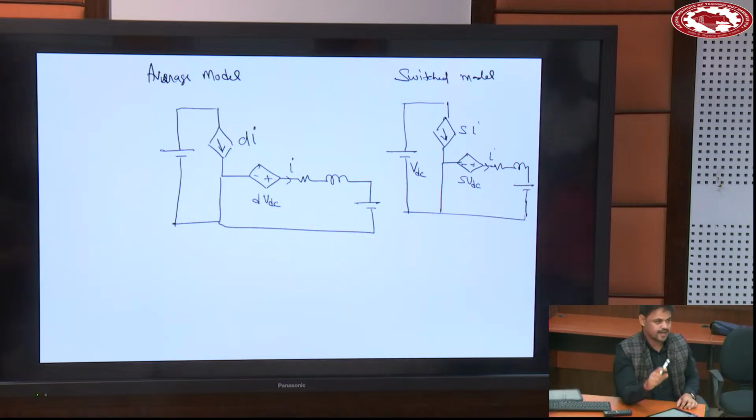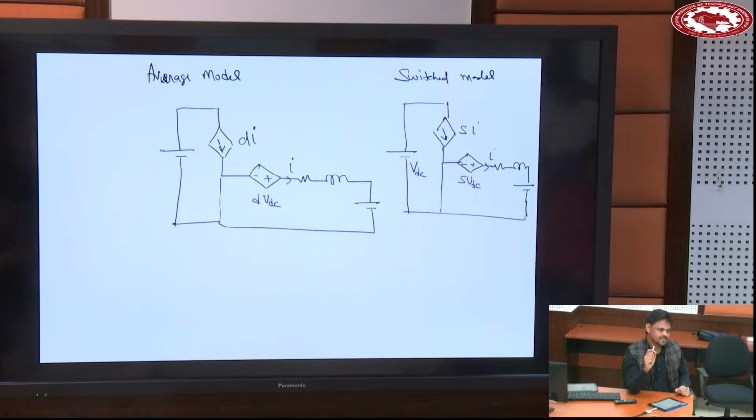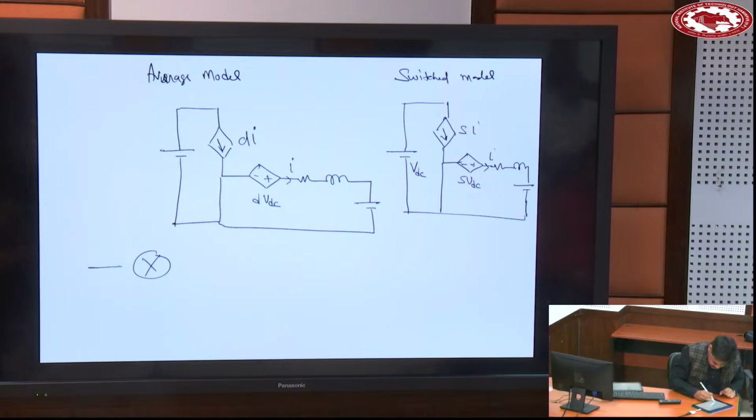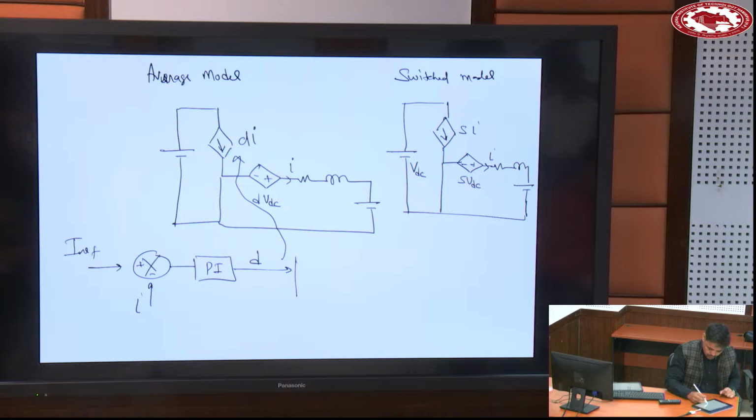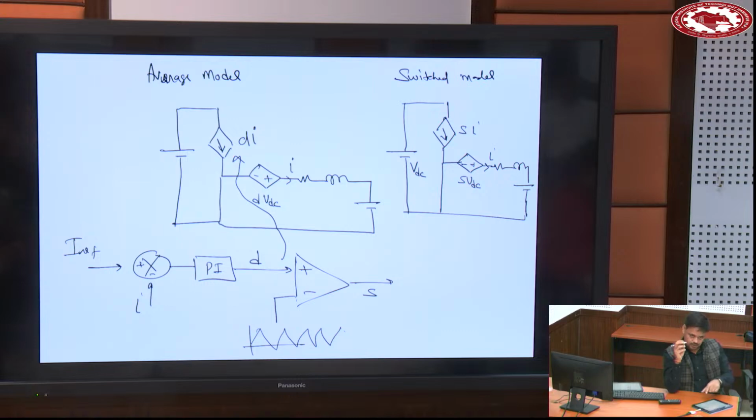So in the switched model we will be using the S signal, and in the average model we will be using the D signal. The only difference is this: IREF and I, when passing through the PI controller, will give you D. That is to be utilized here directly, and when it is passed through a carrier wave, then this gives the switch S. So this becomes the switched model, and if you are using only D, it becomes the average model.